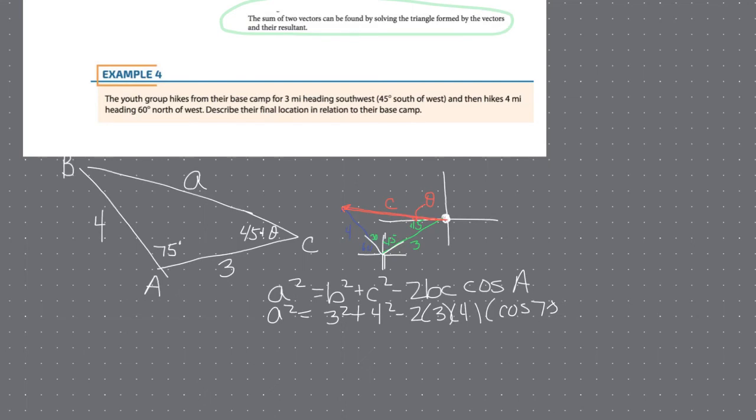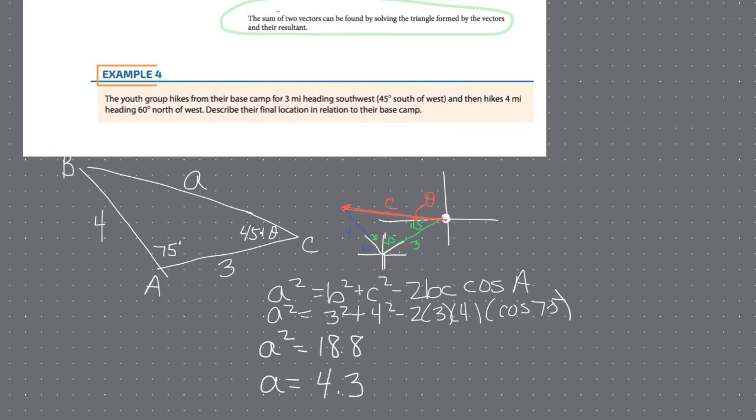All right, so using my calculator, I'm going to put it all in. Let's see, 3 squared plus 4 squared minus 2 times 3 times 4 times the cosine of 75. And that gives me a squared is equal to 18.8 if I round. And the square root of that answer is 4.3. So a is equal to 4.3.